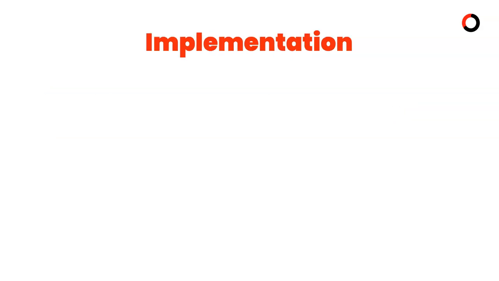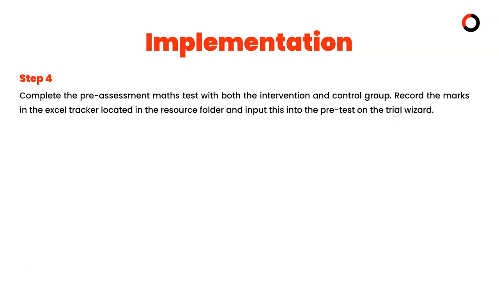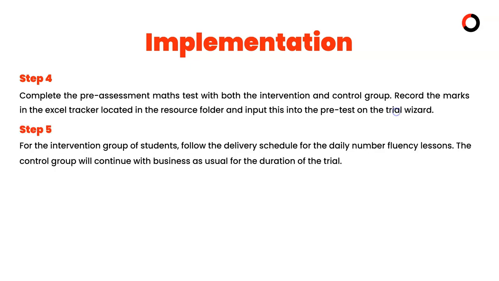So moving on to the implementation stage. Step 4, complete the pre-assessment maths test with both the intervention and control groups, record the marks in the Excel tracker located in the resource folder, and then input the scores into the pre-test on the trial wizard. Step 5, for the intervention group of students, follow the delivery schedule for the daily number fluency lessons. The control group will continue with business as usual for the duration of the trial.